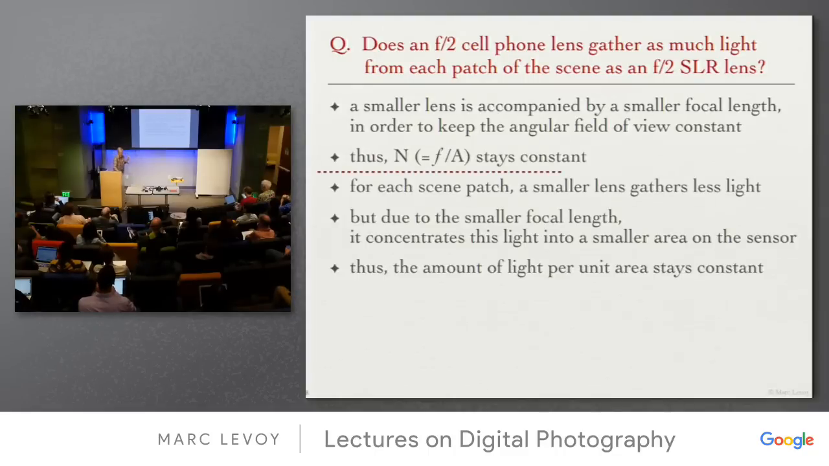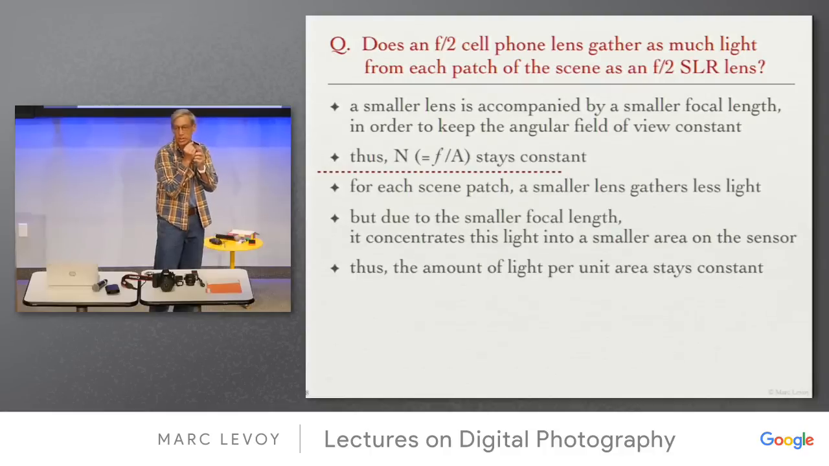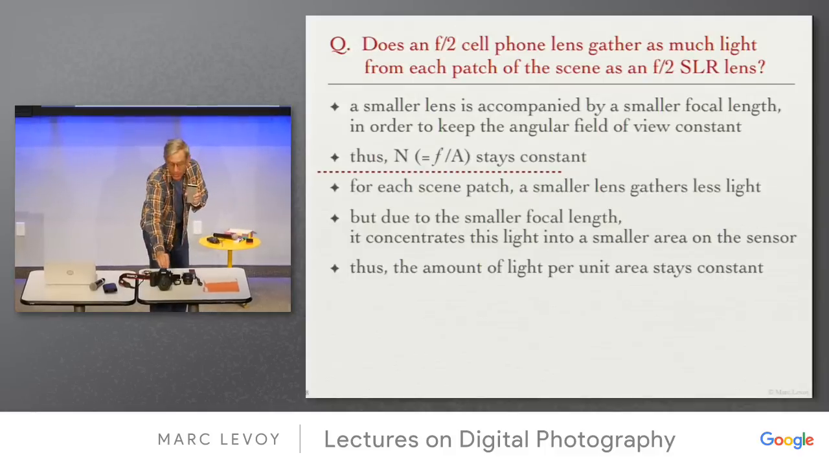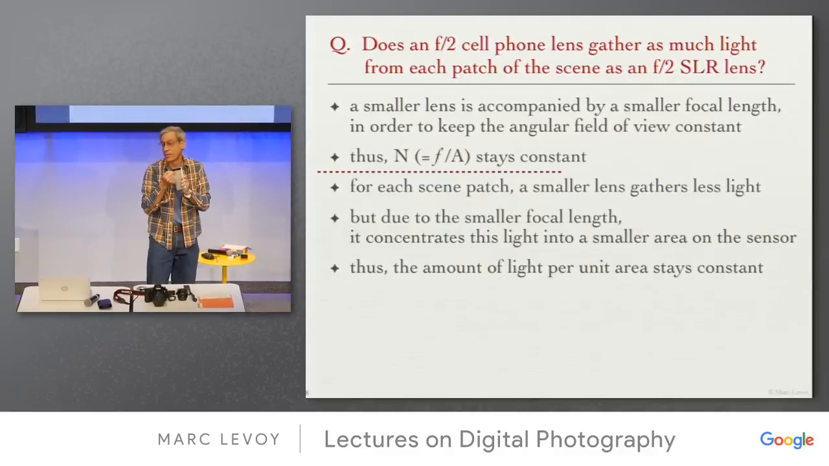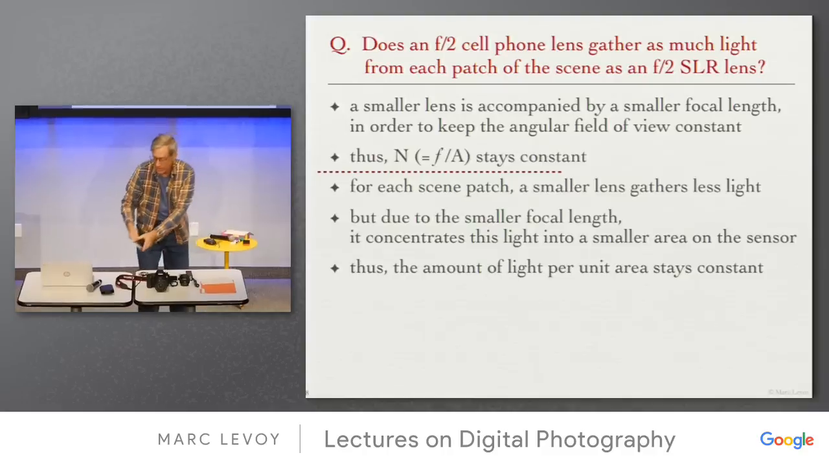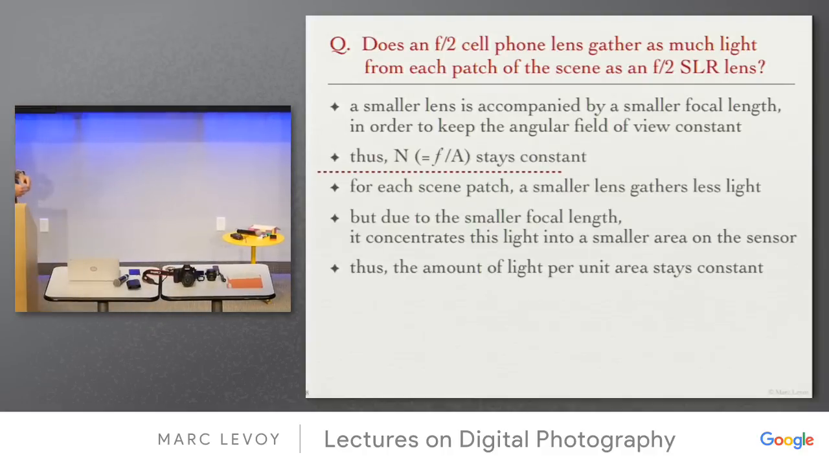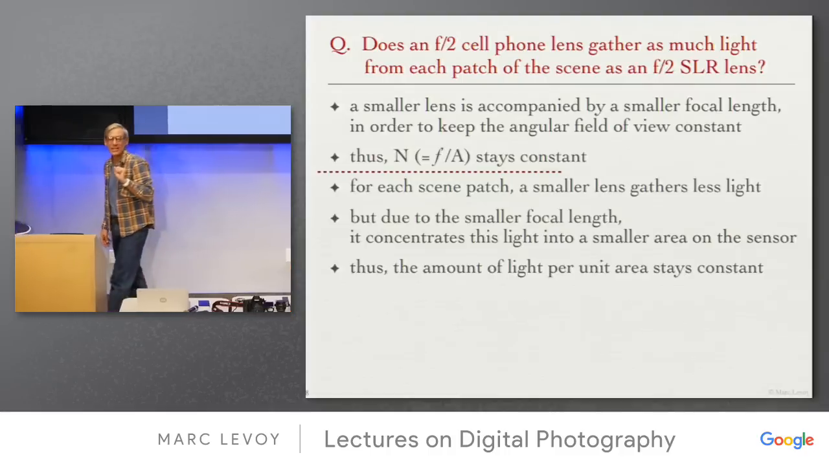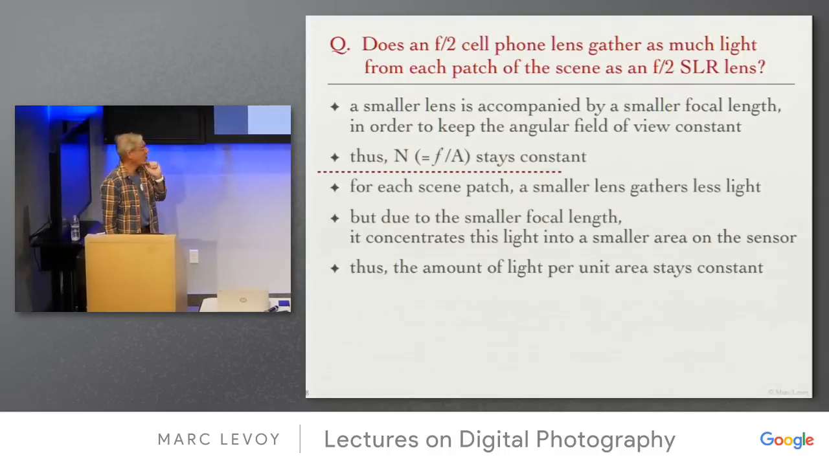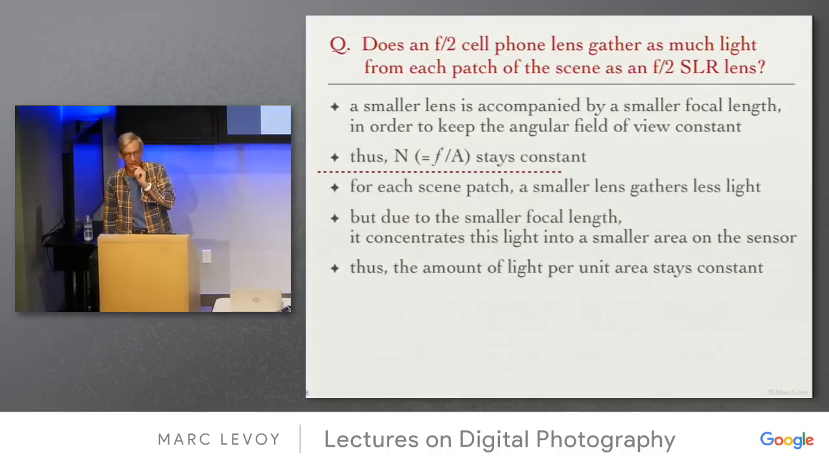So for each patch in the scene, let's say a little patch on my camera here, obviously a small lens is going to gather less light. You can imagine light leaving in all directions from every patch on the camera, and this will trap fewer of them. So that's kind of intuitive. But due to the smaller focal length, it concentrates that light into a smaller area on the sensor.